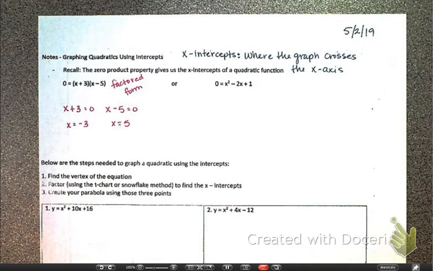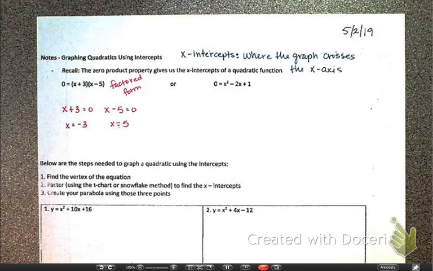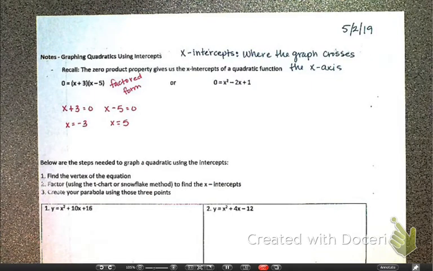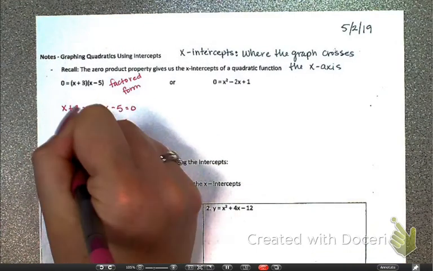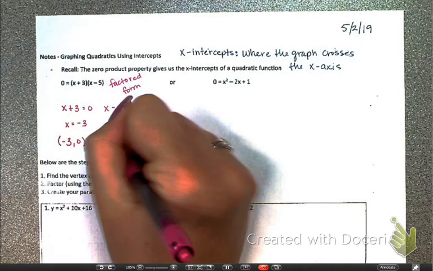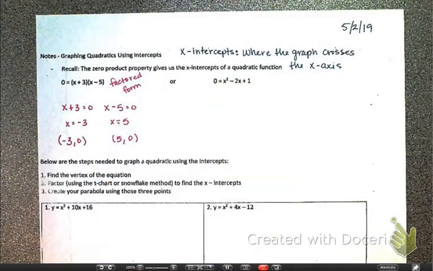What's going to be my y value if it's an x-intercept? If you look back at your warm-up, what were all the y values if they're x-intercepts? What were the y values? 0, right? They don't move up or down. They're on the x-axis. So really this point is -3, 0, if I wanted a point. And this point is 5, 0. Because they're an x-intercept, so they're on the x-axis.